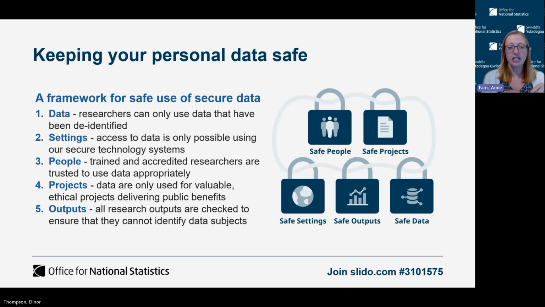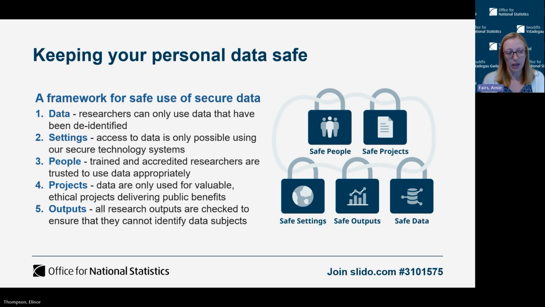So firstly, the data itself has to be safe. As a researcher, I can only use data that has been de-identified. So I can't find any identifying information about people in the data set. There's no names, there's no postcodes. Even in data I work with, we don't have dates of birth, this kind of information. And I can only access the data that I am required to in order to work on the project I work on. So it's also not the case that people can just access anything that they want to access.